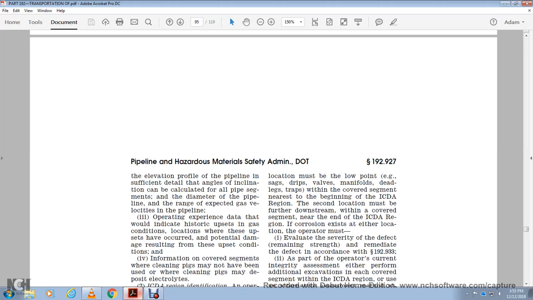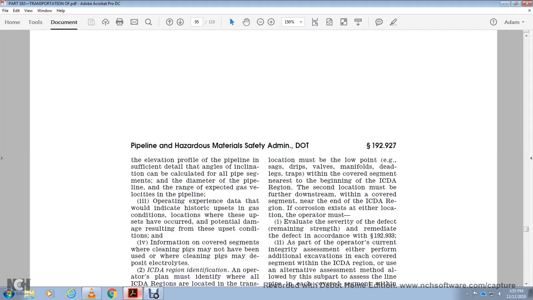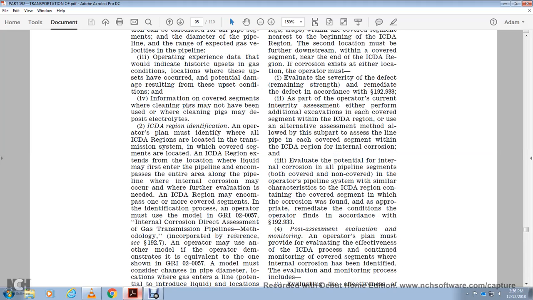all pipelines, along with the diameter of the pipeline, the range of expected gas velocity, and pipeline operating experience that would indicate historic upset of gas conditions, locations where upsets have occurred, and the potential damaging results of the upset conditions, and information covered in the section on cleaning pigs, since cleaning pigs that may have been used may deposit electrolytes.